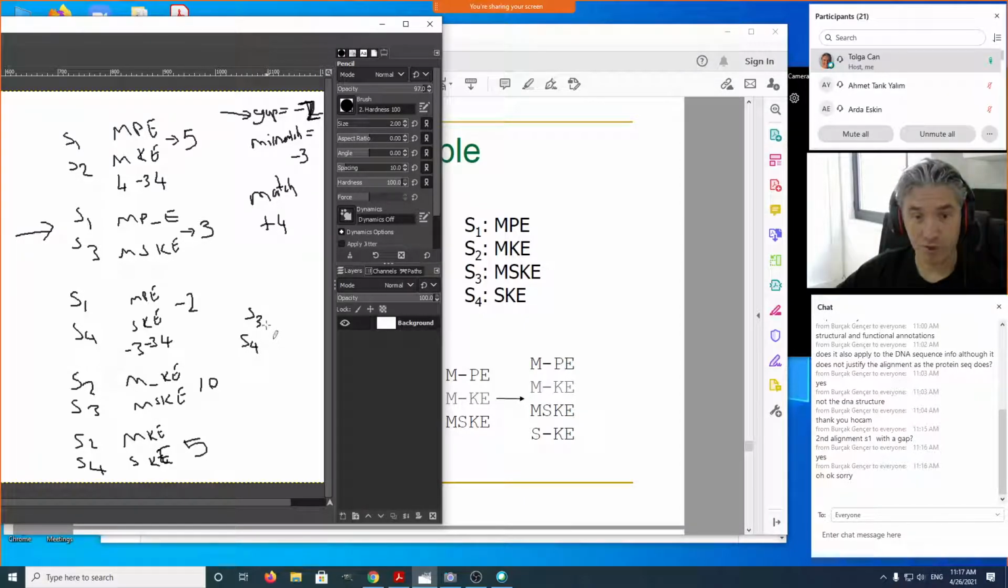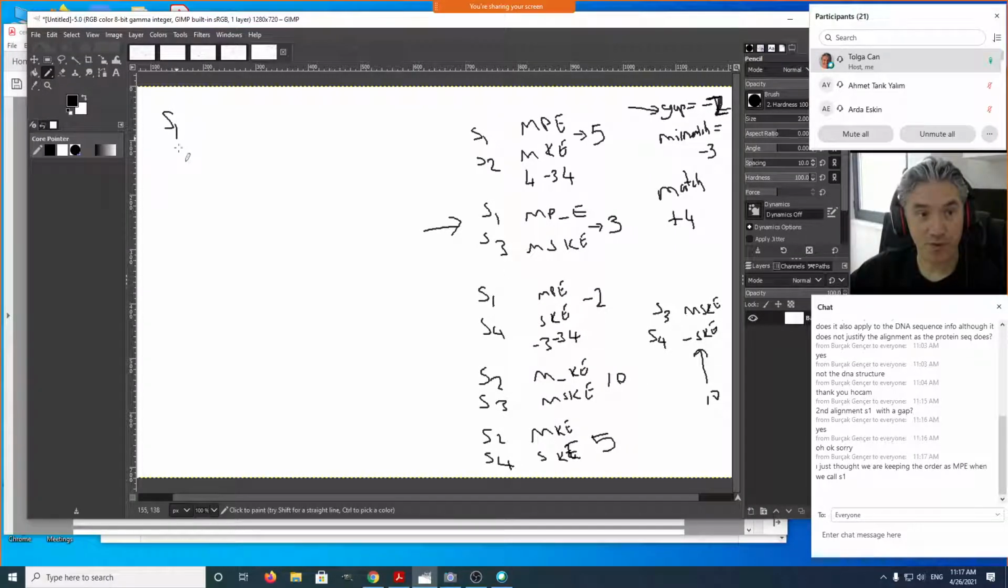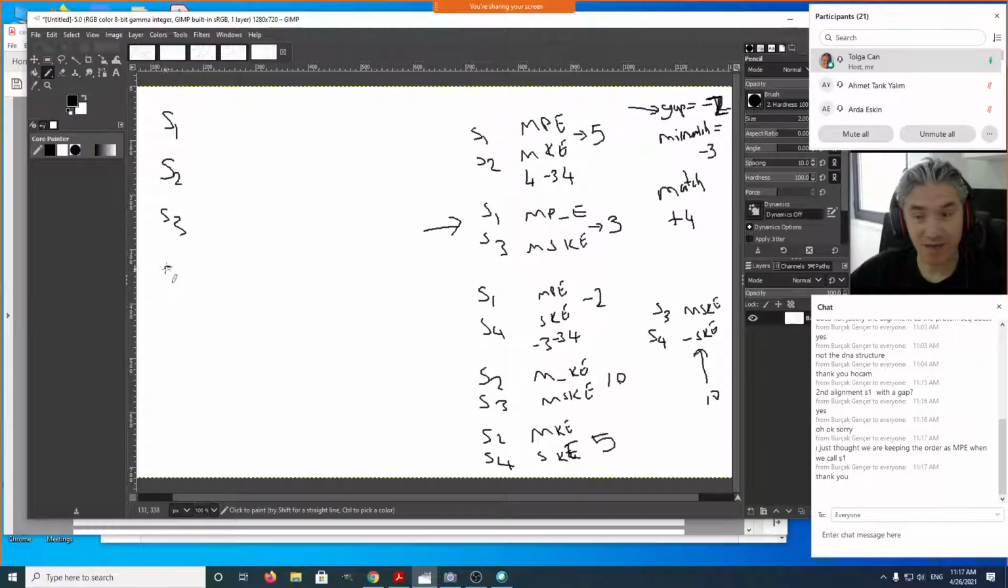Oh, this is also a good alignment with only 1 mismatch, 1 gap. So MSKE and a gap SKE. This is another 10, right? 4 plus 4 plus 4, 12, -2, 10. So I have these alignments. Now I can go back to my slide and try to compute the total score for each of them one by one.